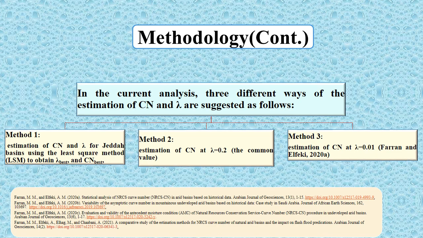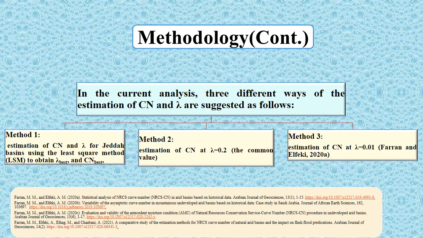Methodology, so we'll rely on these equations. We have three methods to estimate the parameters Cn and lambda. The first method is based on the least square estimation, which gives us Cn best and lambda best. And we have another method that we can use.